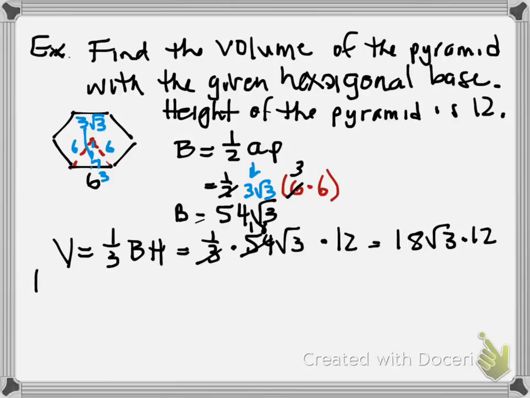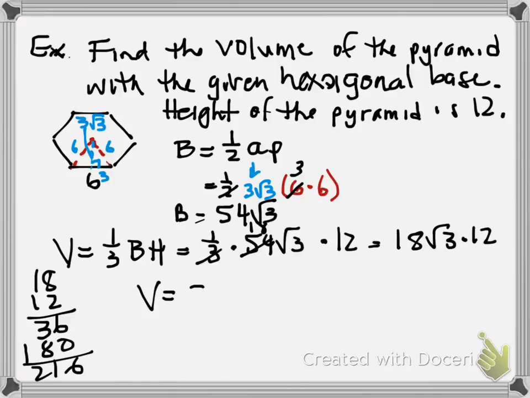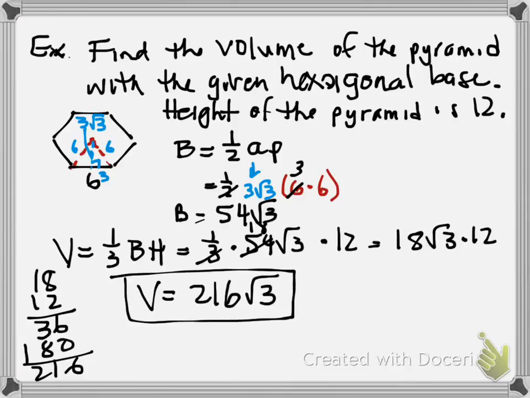So I multiply 18 and 12. I get 36, placeholder, 18, 6, 216. So the volume of this particular shape is 216 radical 3. They didn't give me any labels, so that's as far as my answer can go. Okay?